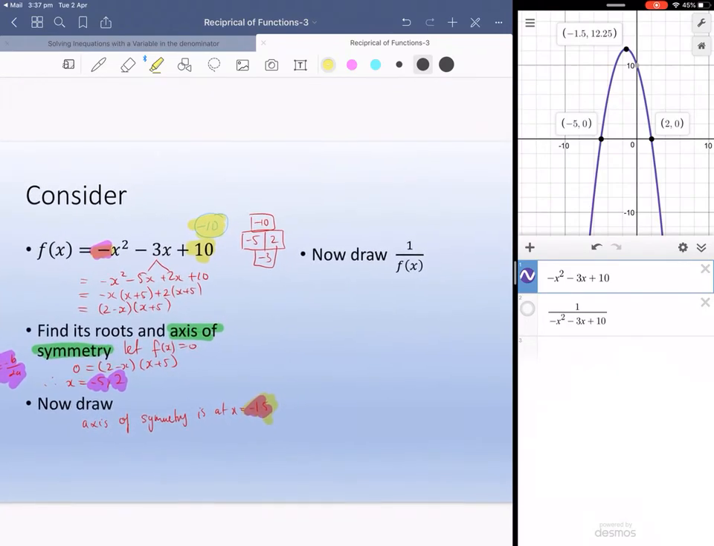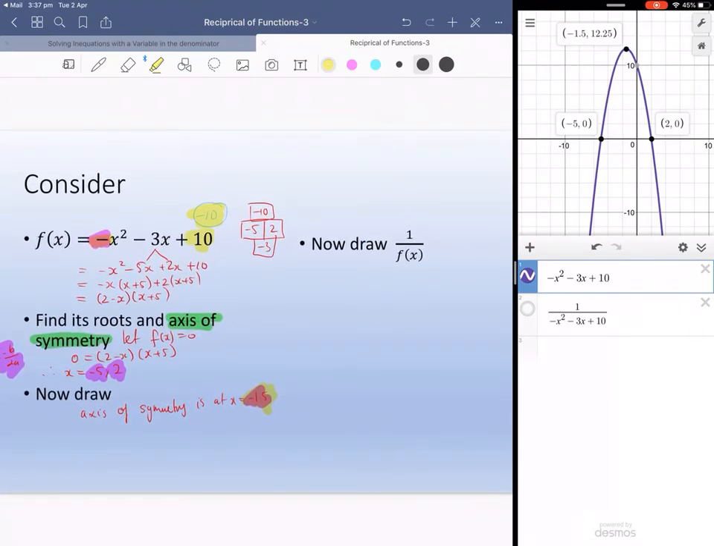It says now draw 1 over f of x. Now, I know that I can't have a 0 in the denominator. And it just happens to be that the minus 5 and 2 are the places where f of x actually equals 0. So if I put that in the denominator in here, the cookie monster is going to be upset and it's going to give us asymptotes.